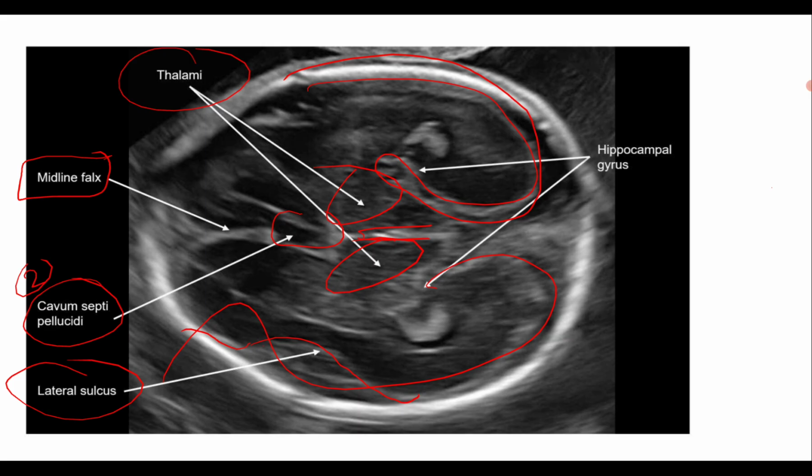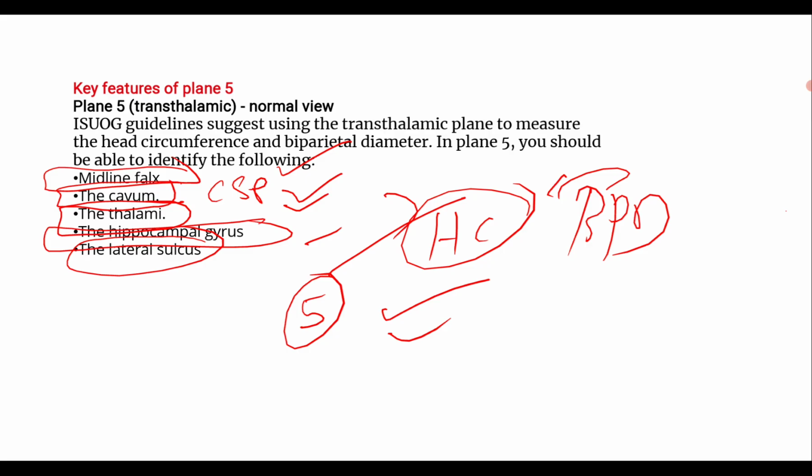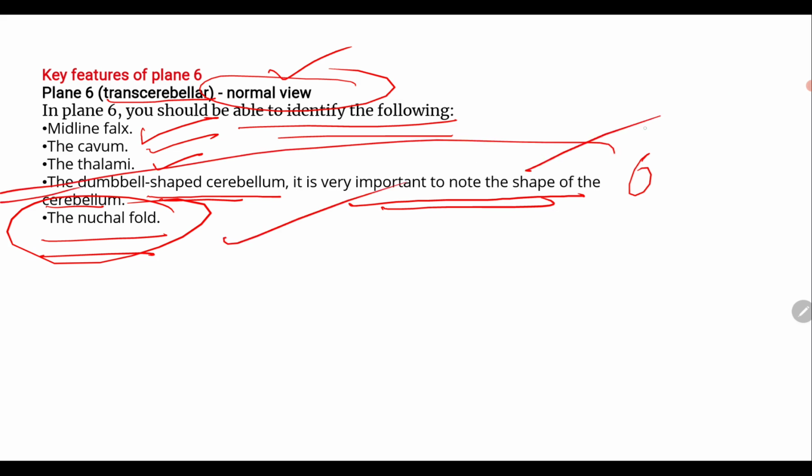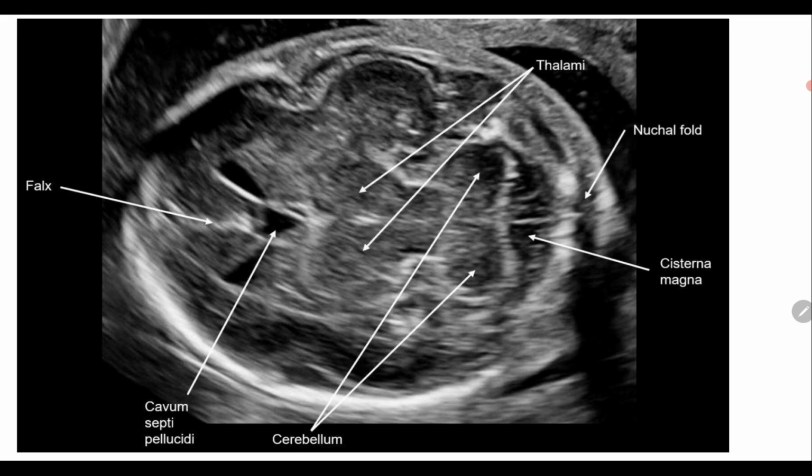In the transthalamic plane, you see the lateral sulcus and hippocampal gyrus, but in this almost similar structure, midline falx, cavum, thalami, along with that, you have to add the cerebellum, the dumbbell-shaped cerebellum, and your nuchal fold thickness. You can see this is the image of the transcerebellar plane.